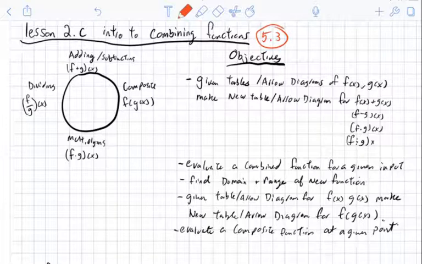Then I want you to evaluate a combined function, which is the previous ones, f plus g and all those, for a given input. So how do we evaluate one of these combined functions? It's not tricky. Then I want you to talk about the domain and the range of the new combined function. There are subtle things at play here, but they're not that subtle. You can pick them up. They're pretty straightforward.